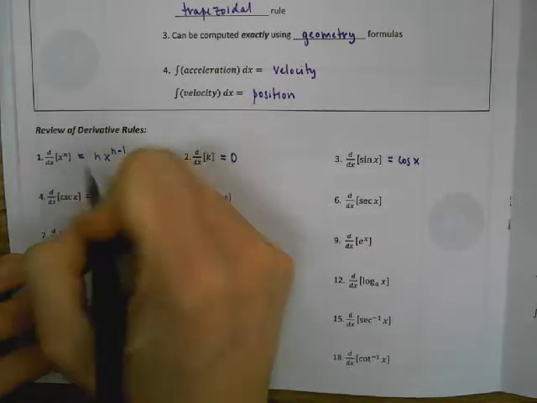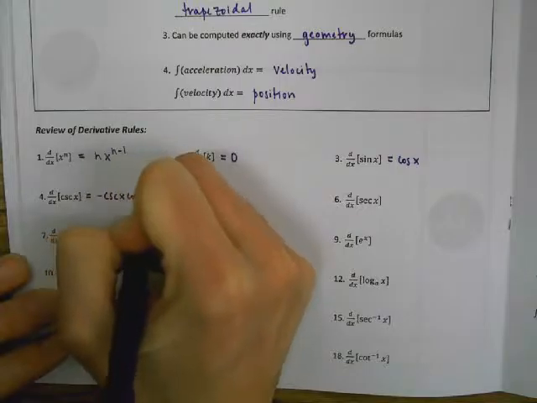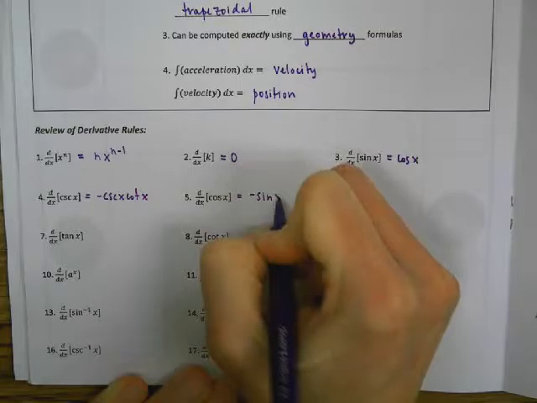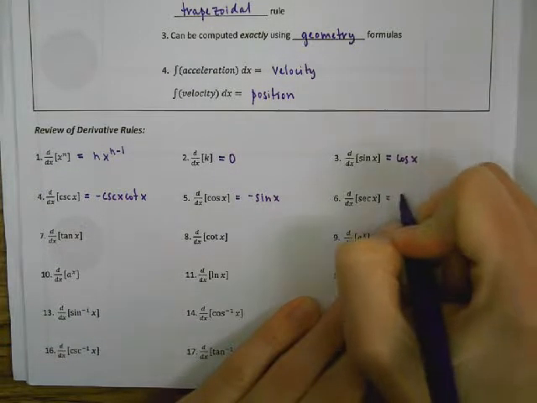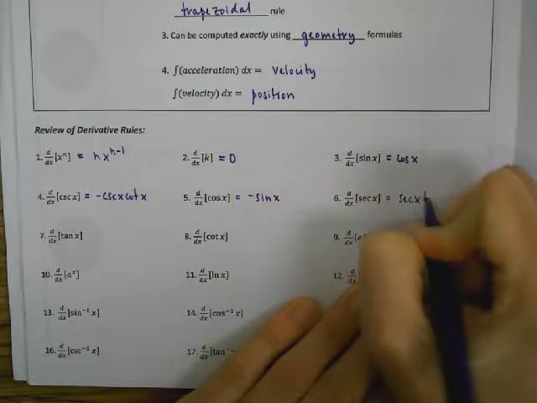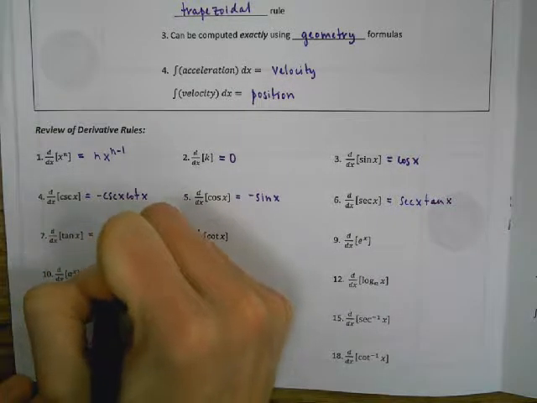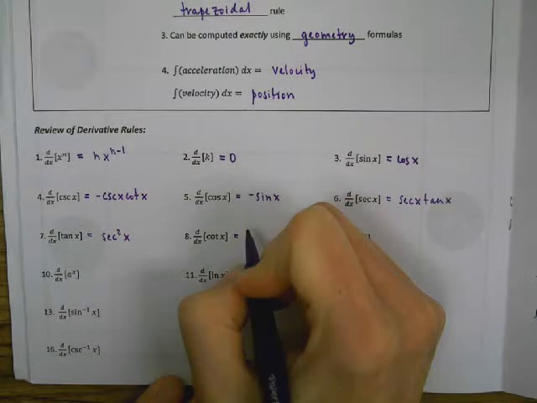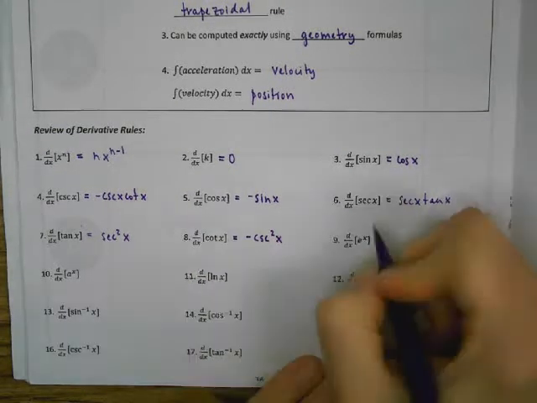Derivative of cosecant of x is negative cosecant x cotangent x. Derivative of cosine x is negative sine x. Remember, all those co- functions are going to be negative. Derivative of secant x is secant x tangent x. Derivative of tangent is secant squared of x. Cotangent is negative cosecant squared of x.